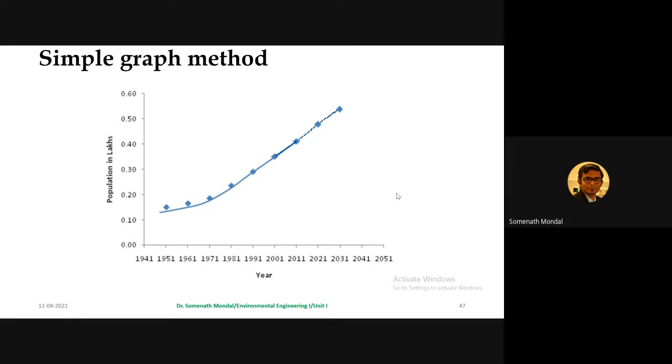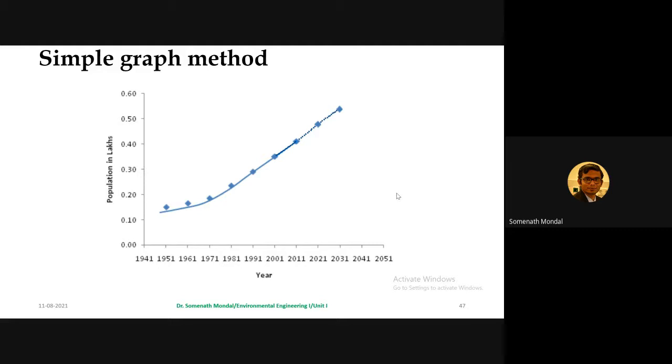So you need to understand by seeing the nature of the curve and how it is increasing. So this is very much subjective, and if you give it to two different persons, they can have a different extended portion from that graph, and both of them may have different logic for doing that. So that is why this particular method is subjective, and you can get some extent of variation while adopting the simple graph method. Right?